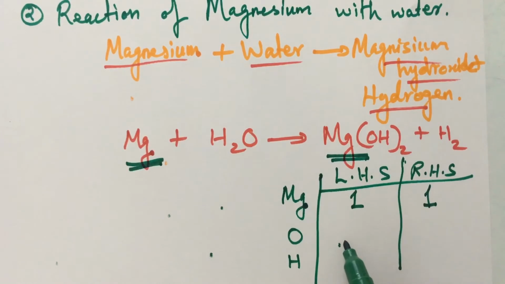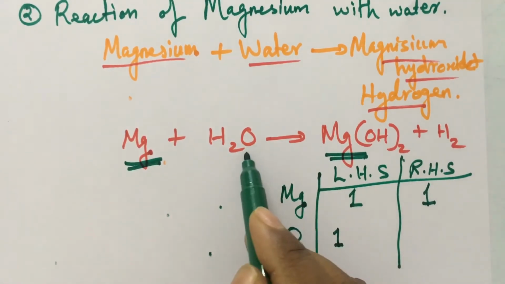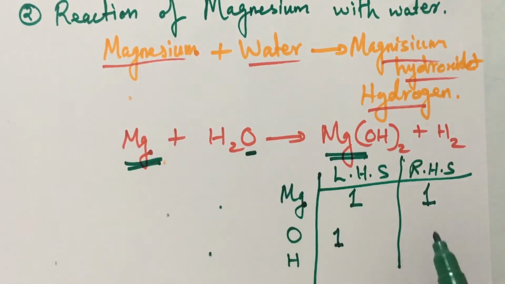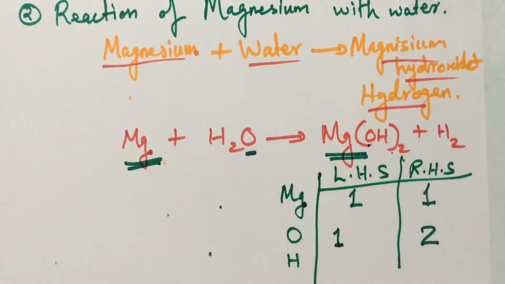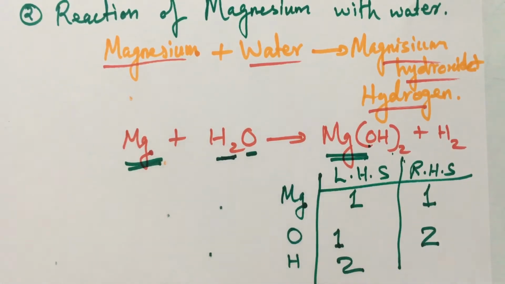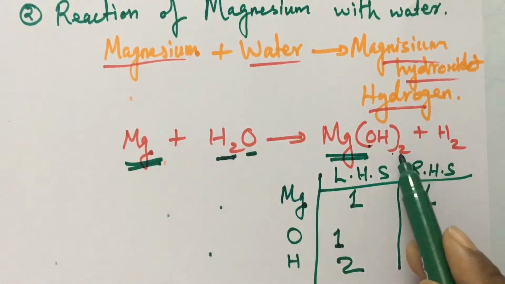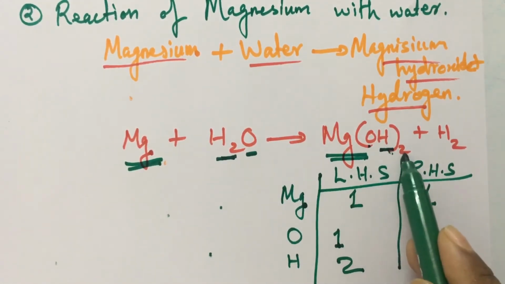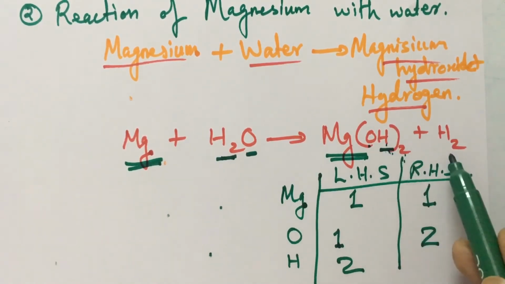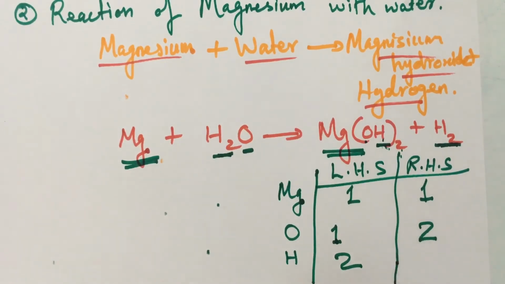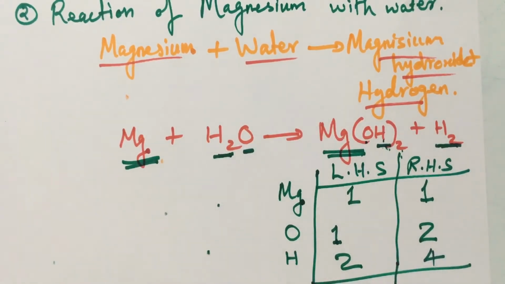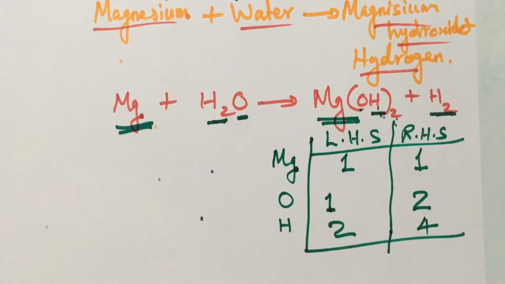And oxygen we have 1 on the left hand side, and on the right hand side this is OH twice, so there are 2 oxygen atoms. Now hydrogen, on the left hand side we have 2, and on the right hand side, see here Mg(OH)2, so this 2 is common for hydrogen. Then here also we have hydrogen, isn't it? So hydrogen total we have 4. So this is not a balanced chemical equation.